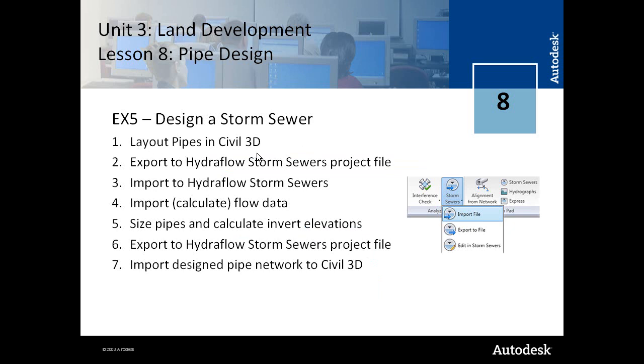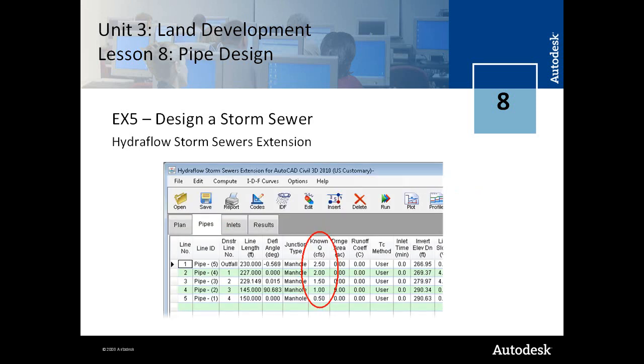So you lay out the pipes in Civil 3D, you export to a storm sewers project file, you import the file into HydroFlow storm sewers, input the flows, size the pipes, calculate invert elevations, export the data to a project file, and then import the designed pipe network back to Civil 3D. So let's go through that.